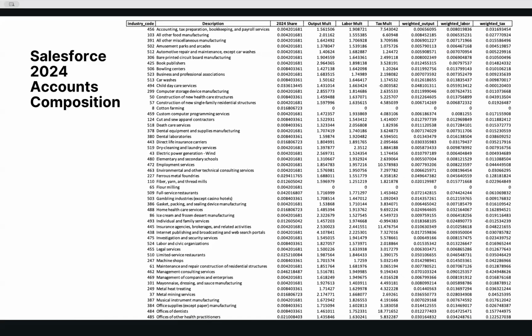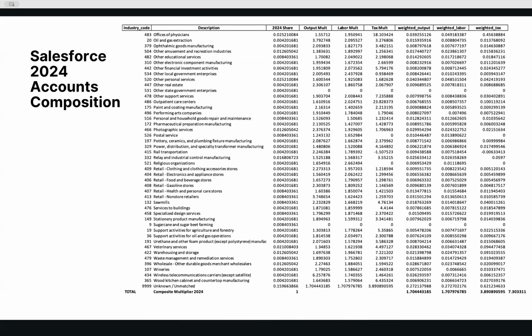Next, we take those accounts and group them by industry. This industry composition determines the weighting of each sector in the final SAM multiplier. For example, if a large portion of our engagements were in construction or manufacturing, the overall multiplier will reflect the economic characteristics of those industries. This is a critical step that ensures our impact model is not based on a generic multiplier, but rather on a customized calculation that accurately reflects SDA's work.